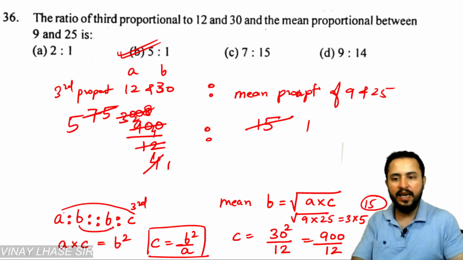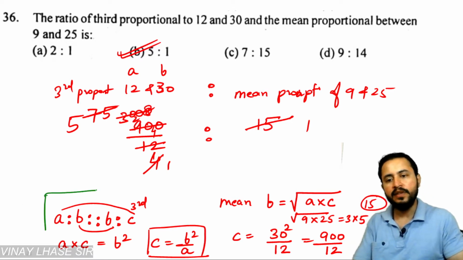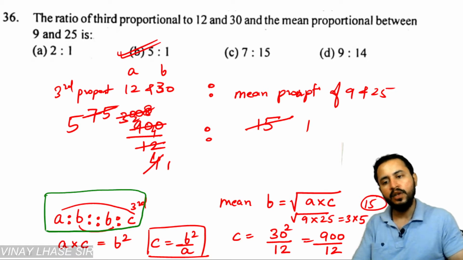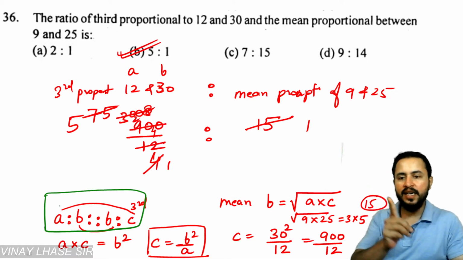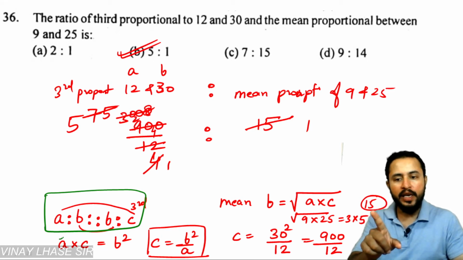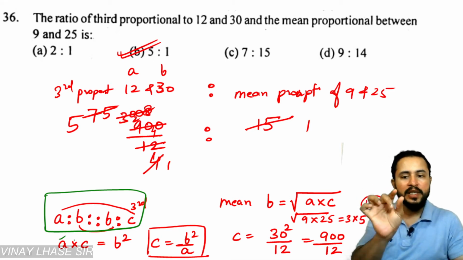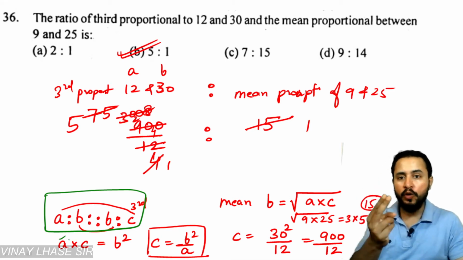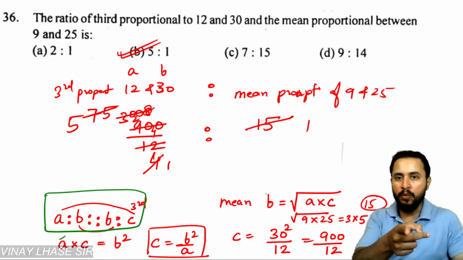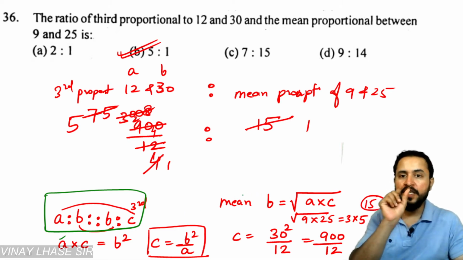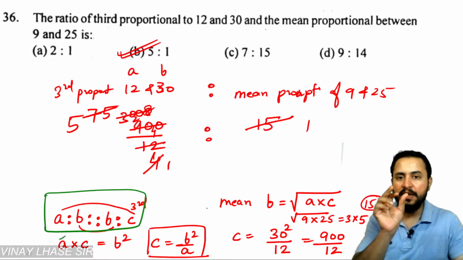Whenever first proportion, second and third is asked, remember A is to B is proportional to B is to C. And then you just expand it like this. A into C is equal to B square. If they ask about A, first proportion, A is equal to B square upon C. If they ask about B, B matlab kya hai? Mean proportion. Second proportion can also be called as mean proportional kyunki woh center mein aata hai. That comes in the center.